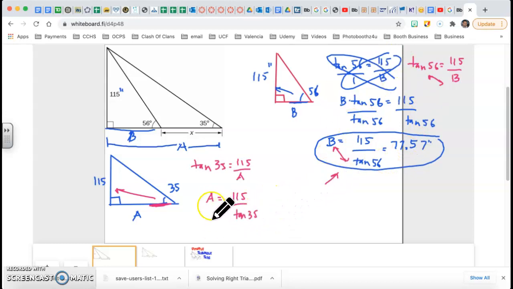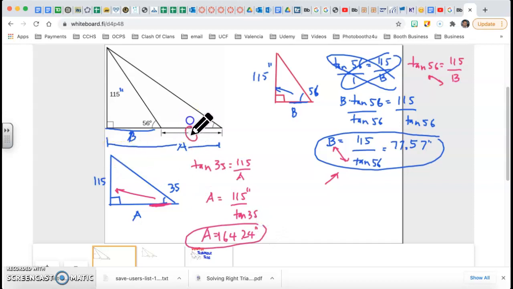Same thing. Now my a value is going to be 115 inches, don't forget the units, divided by tangent 35, and that's going to give me 164.24 inches. And that's the value of a, which is the whole thing.